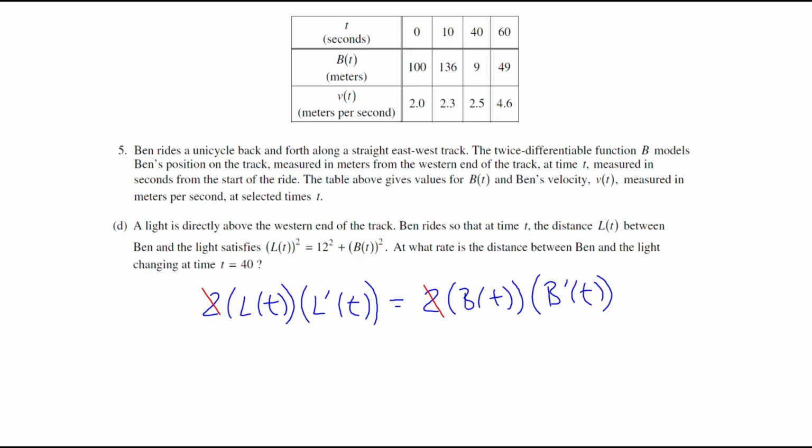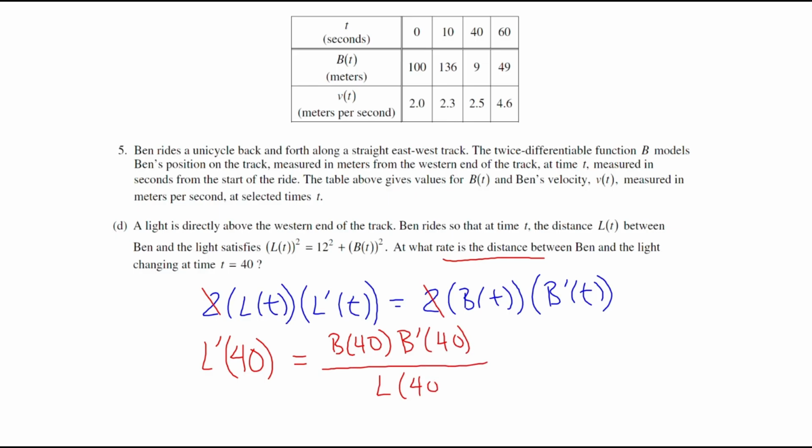And now we just need to see what's going on here at 40, right? So the distance, which is L of t, we're looking for the rate of change of L. So that's L prime of 40 that we're looking for. So we want L prime of 40. Well, that should equal B of 40 times B prime of 40, all divided by L of 40. And B of 40 we can find in the chart. That's 9.